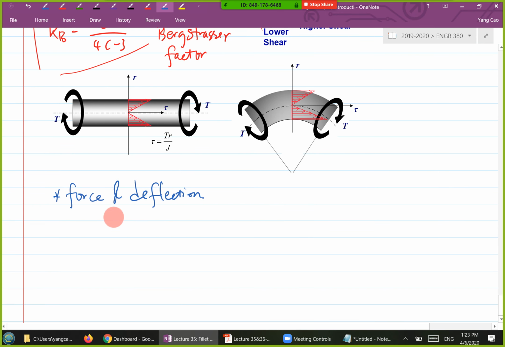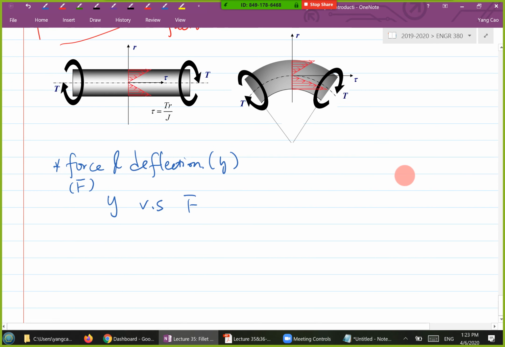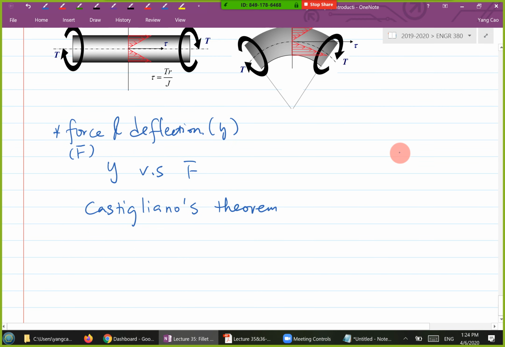Force and deflection is very much like what you have learned about a spring. How much deflection? Deflection is y, and the force is F. Y versus F. This part you do need. It's actually not that simple. We know that F equals K times y, but the K is derived based on the so-called Castigliano's theory. The background of the theory you will learn in your fourth year mechanics material too.